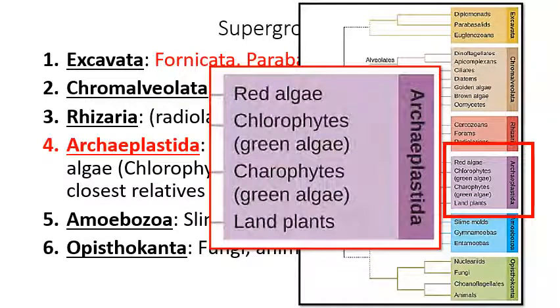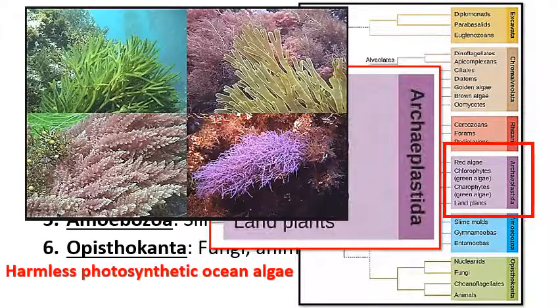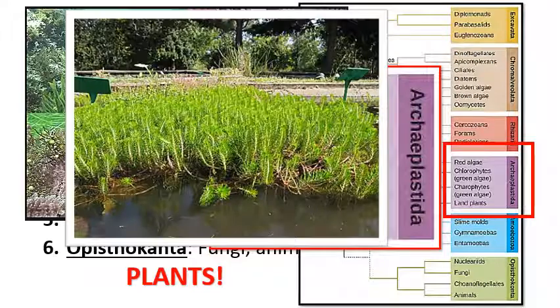All right, let's look at the archaeplastida. A few of these are important to us. We're not going to discuss this because it's more the purview of ecologists, not microbiologists, but the archaeplastida are harmless photosynthetic algae which originally gave rise to or evolved into the seaweeds, right? So all of these beautiful seaweeds that we have, we now believe that they evolved from the archaeplastida, the algae that are members of the supergroup archaeplastida. And these algae evolved eventually into the land plants.